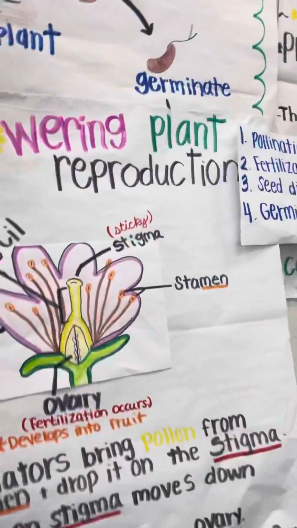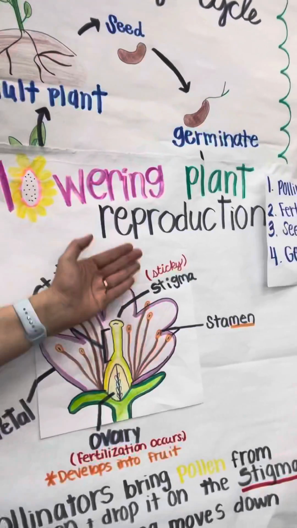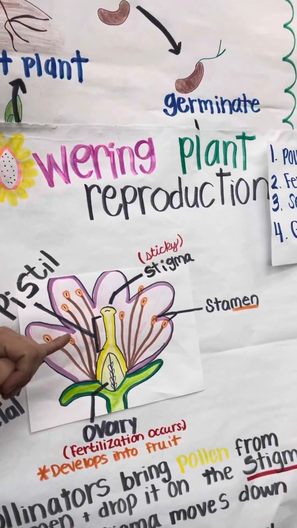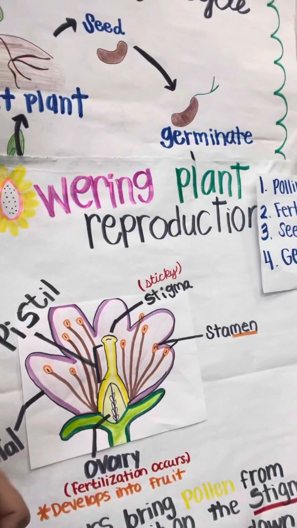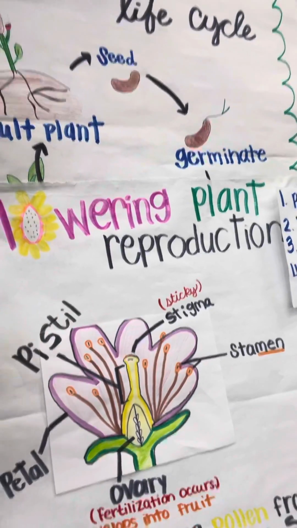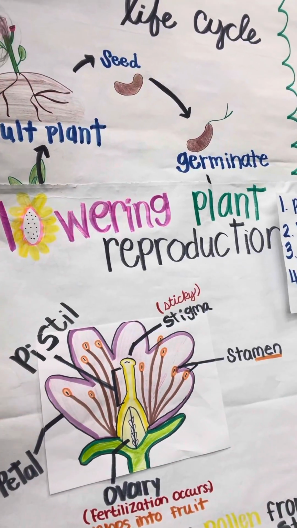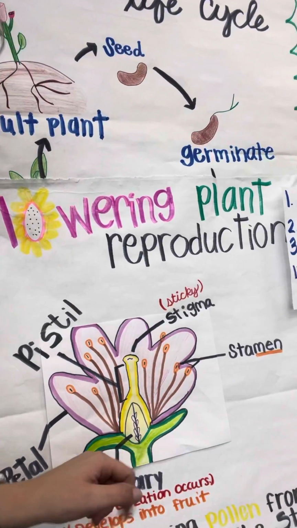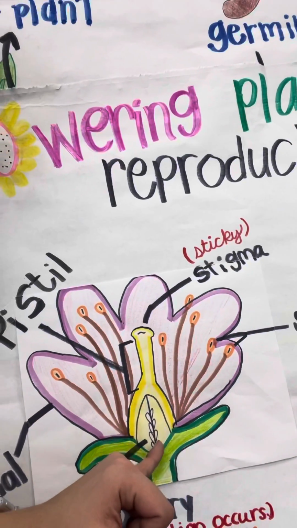And I have right here a little model of the plant. So we have our pistil, stigma, all the stamen. This is the ovary, and then these little things are the ovules.